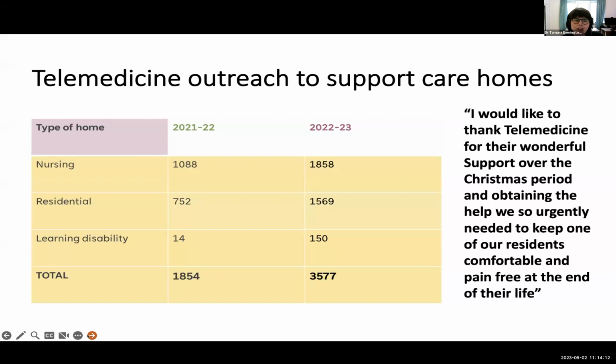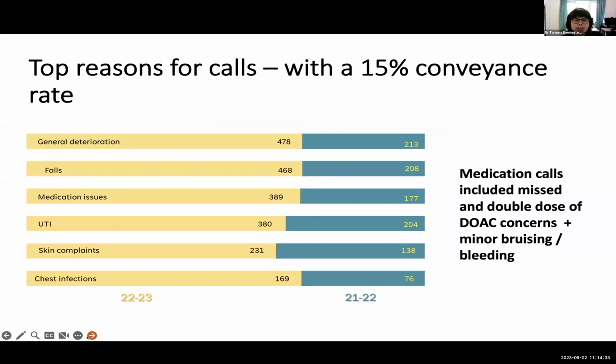To allow nursing, residential and other care homes to call in when they've got problems with the people that they're looking after, to ask for help and advice. And as you can see, this service has grown massively over the last year, and I think we anticipate it's going to grow even further over the next couple of years.